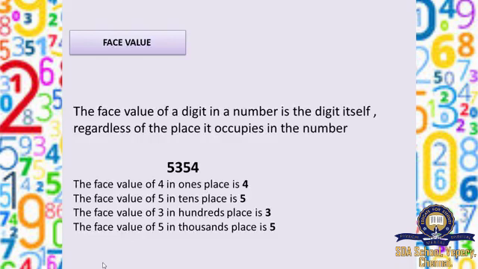Face value. The face value of a digit in a number is the digit itself regardless of the place it occupies in the number. So the number given here is 5354. The face value of 4 in ones place is 4. The face value of 5 in tens place is 5. The face value of 3 in hundreds place is 3. The face value of 5 in thousands place is 5.